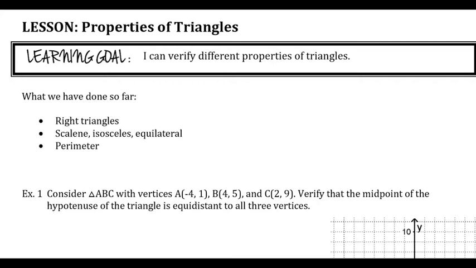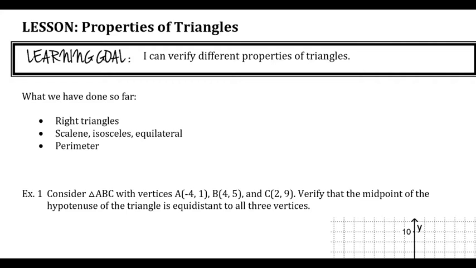What have we done so far? This is like in the last unit. Well, we talked about right triangles, so that has to do with slopes, finding slopes. We talked about scaling isosceles equilateral, so that has to do with side lengths. Perimeter has to do with side lengths. So we know how to find length between 2 points, slope between 2 points. Those are the kinds of things we've already done with triangles.